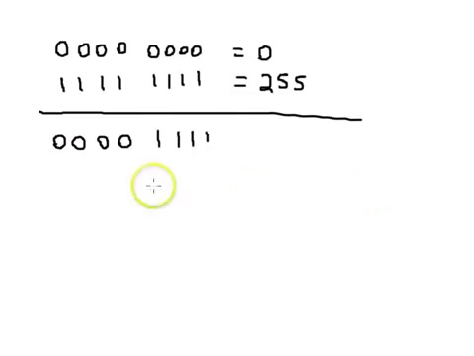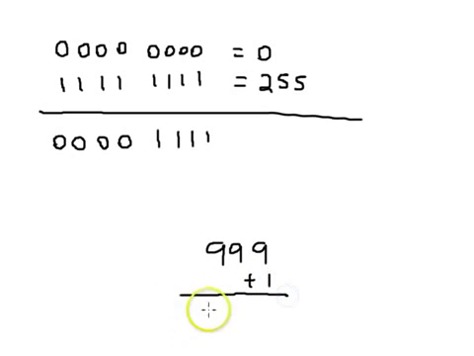Well, for this, let's look at decimal numbers, for example. If we had 999 and we added 1 to it, that would be equal to 1,000. So 999 plus 1 is 1,000. So if it was 9999, we know it's 1,000 minus 1.